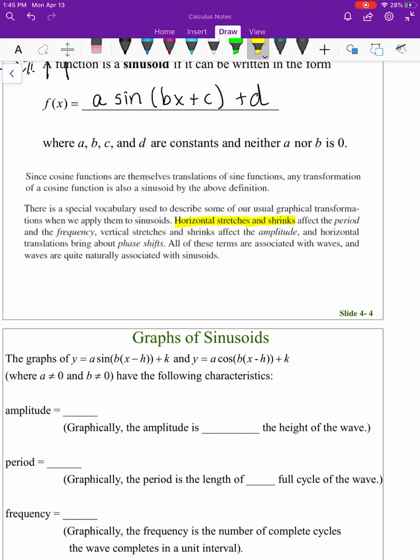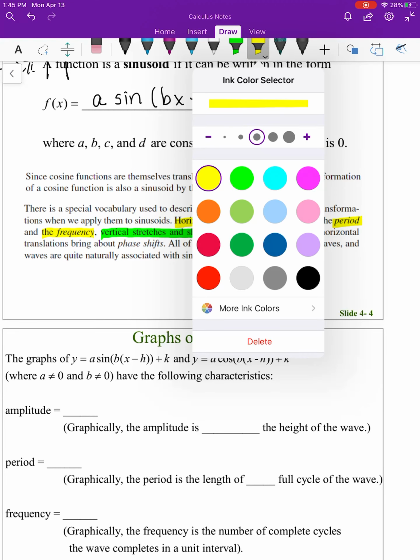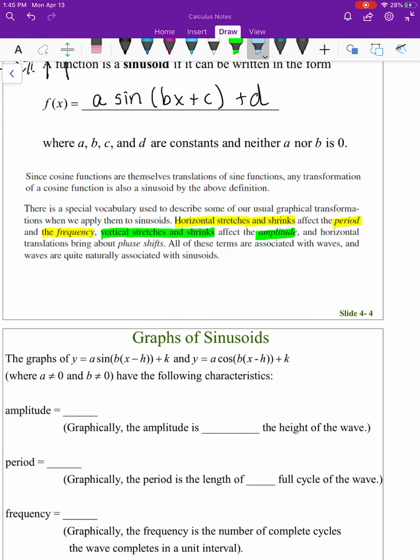So you might want to highlight this, because hopefully you won't, but you might forget that horizontal stretches and shrinks have to do with the period and the frequency. And then your vertical stretches and shrinks are going to be associated with your amplitude.